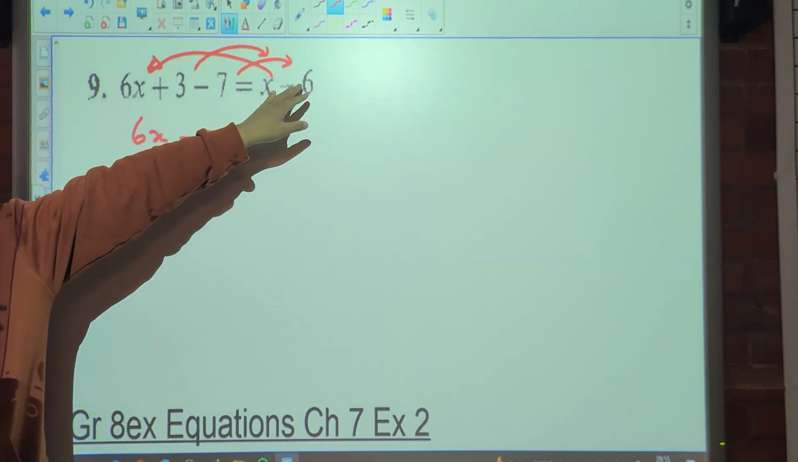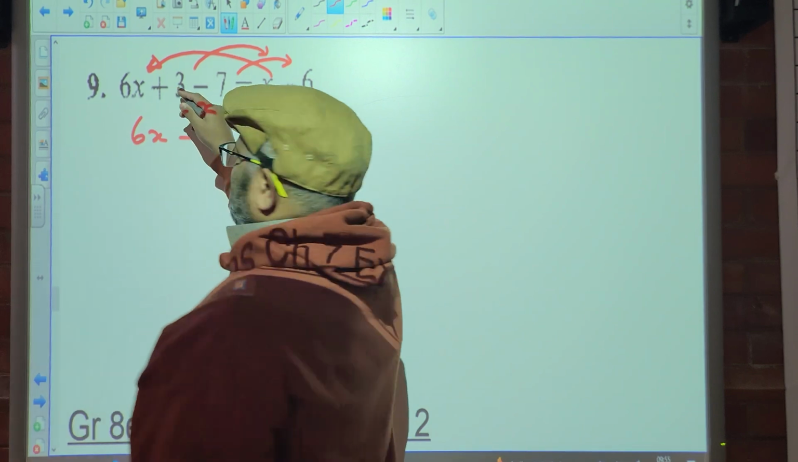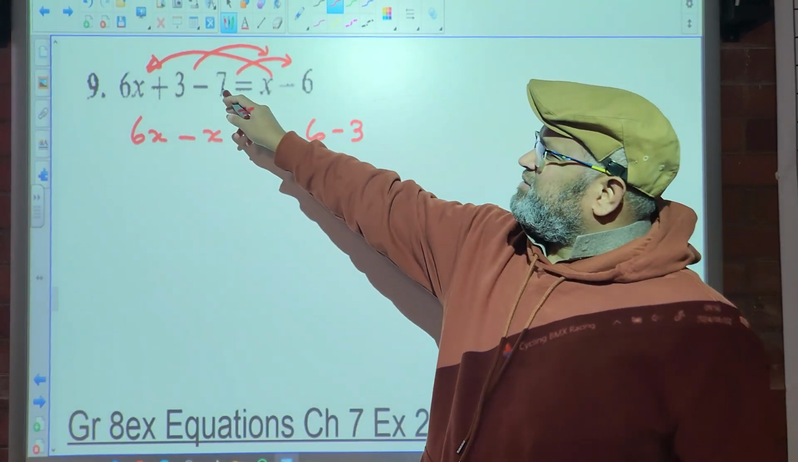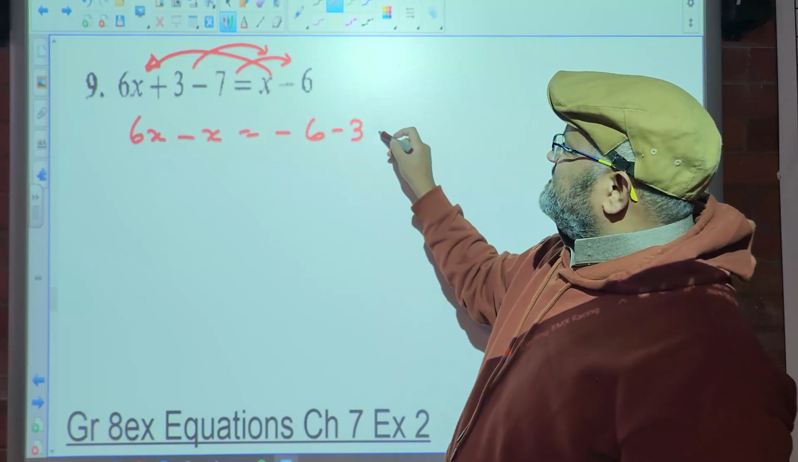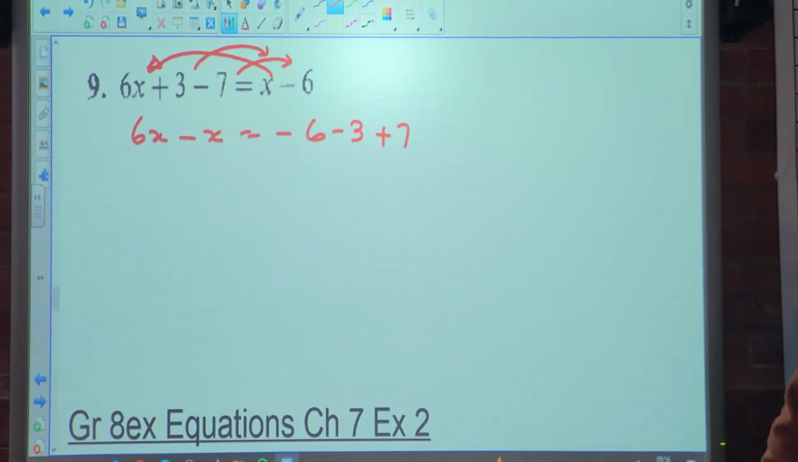Negative 6 is going nowhere. So you write it as negative 6. I'm bringing positive 3 over the equal sign, becomes negative 3. I bring negative 7 over the equal sign, becomes positive 7. Okay.